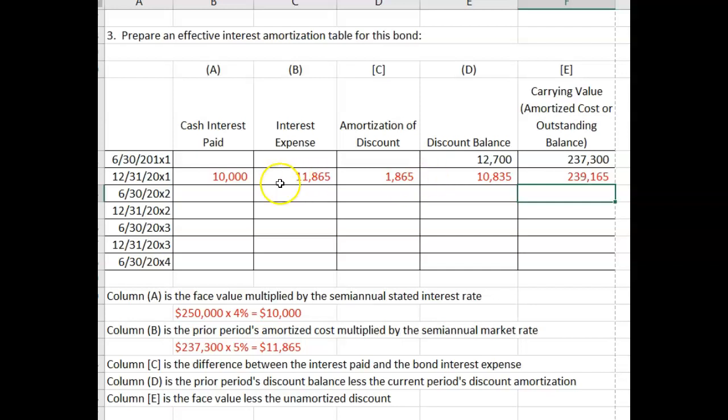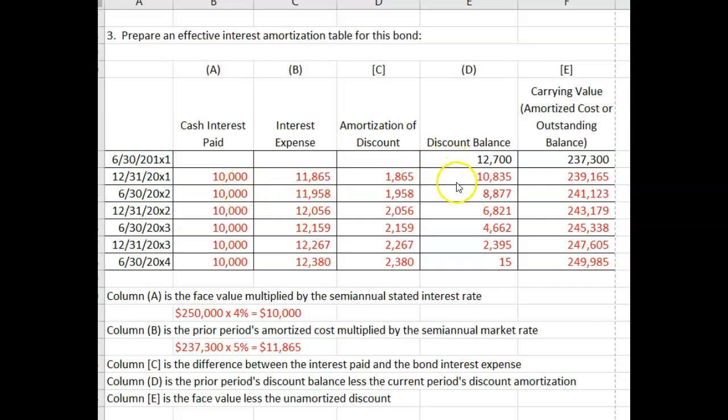If you did not, go ahead and fix your work, understand where you made your error, and then carry on. Go ahead and calculate all of these numbers all the way through the 6/30/X4 payment. You will have a rounding problem. I'll show you how to fix it. Start your video again when you're finished with the amortization schedule.